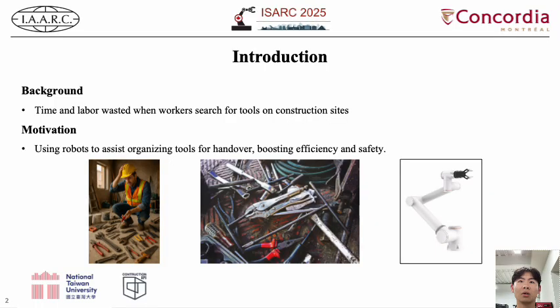On construction sites, workers often waste time locating or handling tools, which significantly reduces efficiency. Meanwhile, robot-to-human handover offers a promising solution to automate the tool passing process while improving safety. However, grasping construction tools is particularly challenging because they vary greatly in shape and can be dangerous to hold incorrectly. Our motivation is to use robots not just to locate tools, but also to assist in organizing them and eventually hand them to workers safely and efficiently.